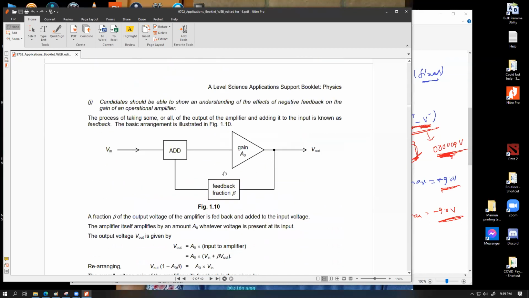So then comes the idea of negative feedback. Let me elaborate the part of negative feedback. The name itself, have a look, and you should be able to show an understanding of the effects of negative feedback on the gain of an operational amplifier.